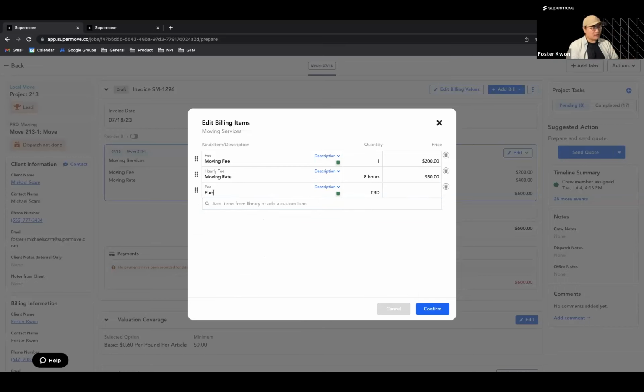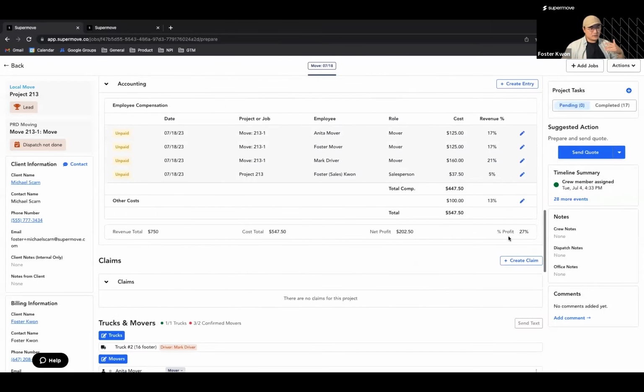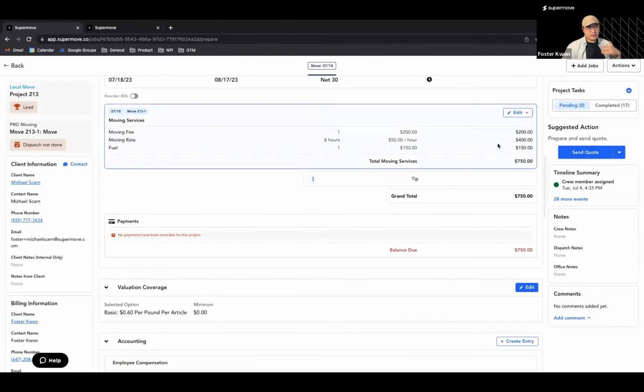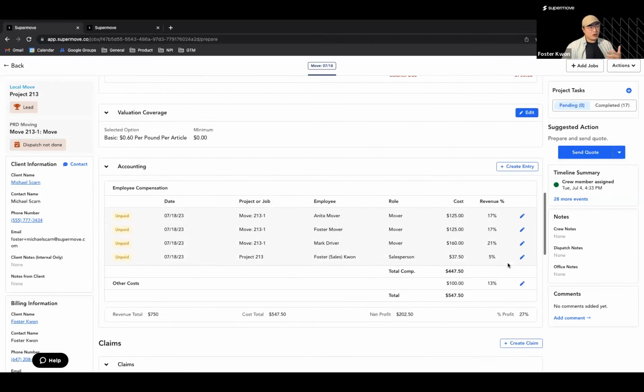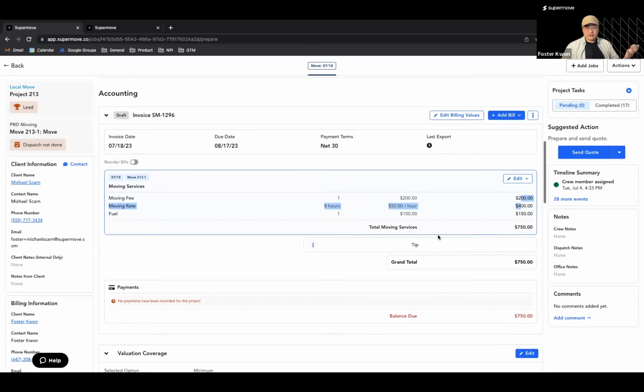Just for argument's sake, I'll add a $150 fuel surcharge here. And you can see in Supermove, the intent is to make this as easy as possible to update. When we look at the numbers again, we're back at 27%. We can play with the rates and increase some of these things to bring this up to a healthier profit. Even here, you can experiment and quickly see where the opportunities are to increase the overall profit and margins at this job level.